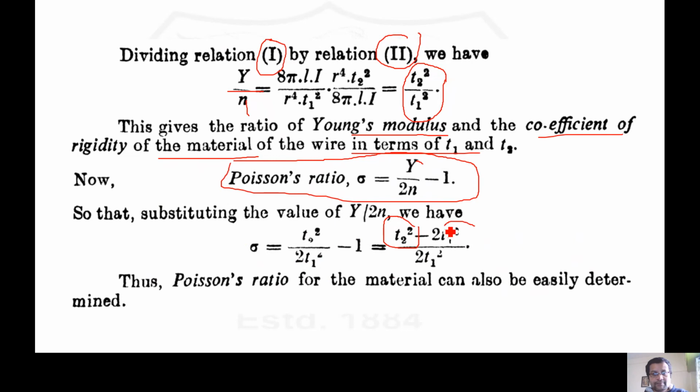So T2 is the time period when the bar is suspended with the wire only, while T1 is the time period of oscillations when the bar is held with the wire, okay, and these two bars are actually suspended from the rigid support with the help of a thread. So Poisson's ratio of the material can be easily determined over here. I hope you understand this particular derivation.